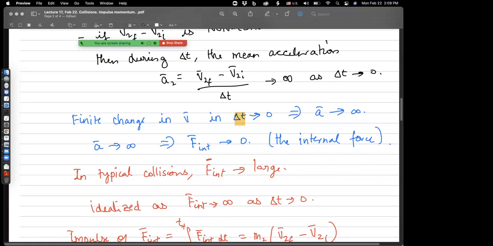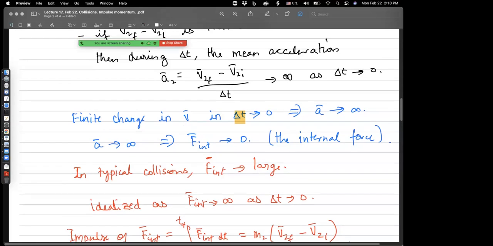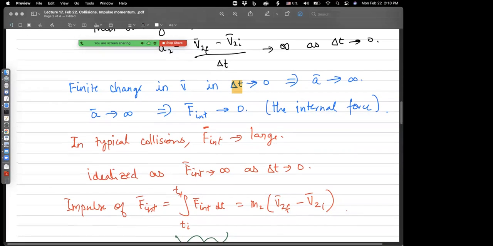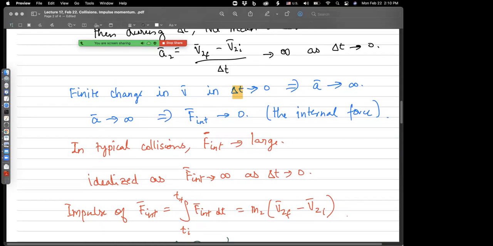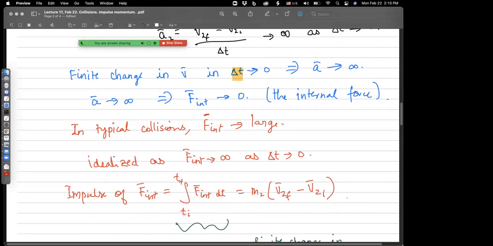The two objects come together, there's a large interaction force, but in our idealization or simplification, where we say delta t goes to 0, that internal force is not just large, but goes to infinity as delta t goes to 0. Of course, in reality, F internal is just large, not infinity, because there's no such thing as infinity. Nothing that we can see and measure can go to infinity. But in any case, in this limit, F internal goes to infinity. Any questions about that?